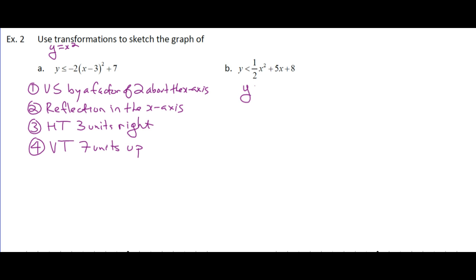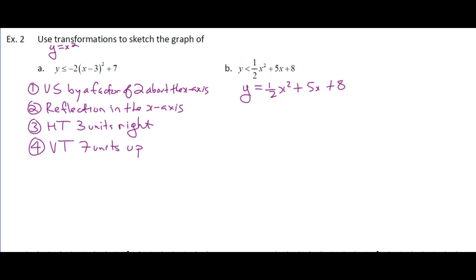So what we're going to do is we'll do y equals 1/2 x squared plus 5x plus 8, right? So that's what we're going to graph, and when we do it, we're going to graph it as a dotted line. Now to do that, we got to get it in vertex form, so we know where the vertex is, what the transformations are. And we do know which way it opens.